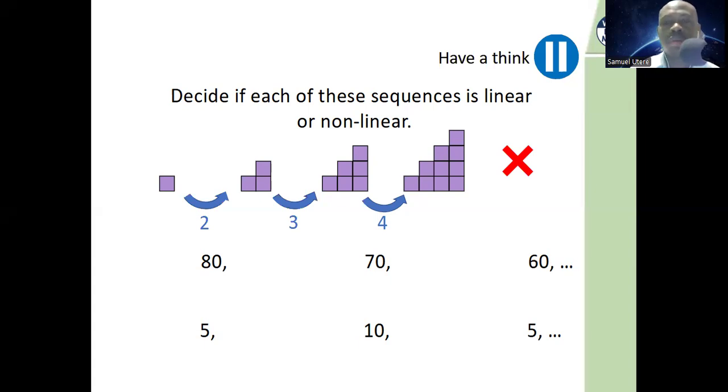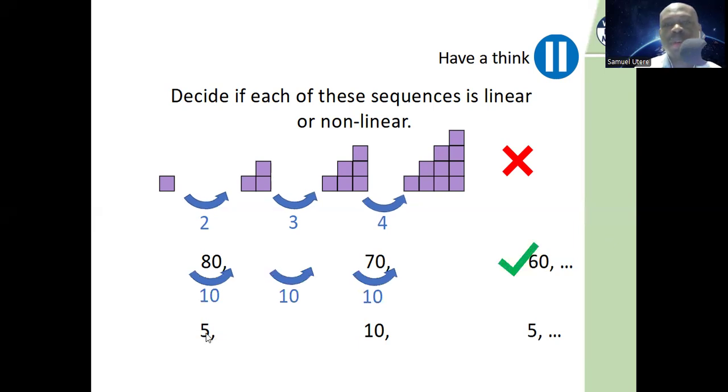Okay, so for this one, you can see that to get from 80 to 70, it's 10. We're taking away 10. To get from 70 to 60, it's 10. We're taking away 10. So this is a linear sequence.